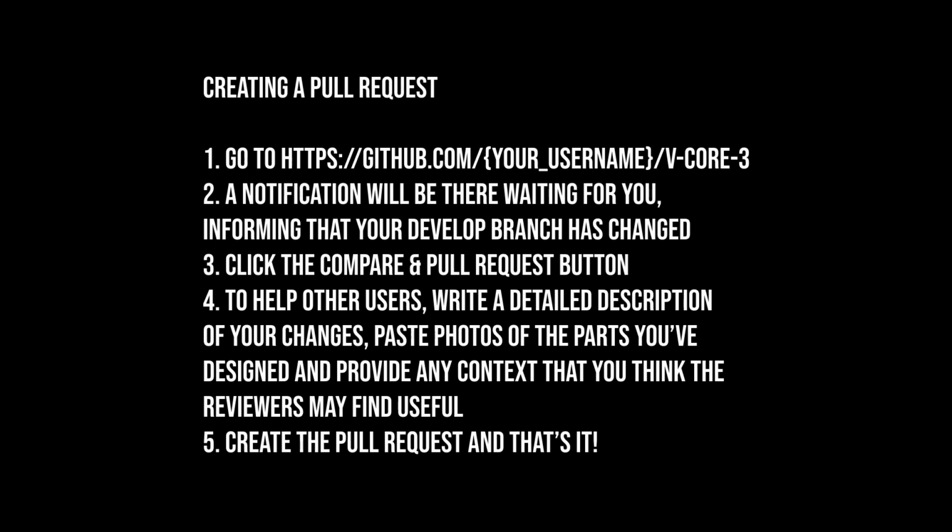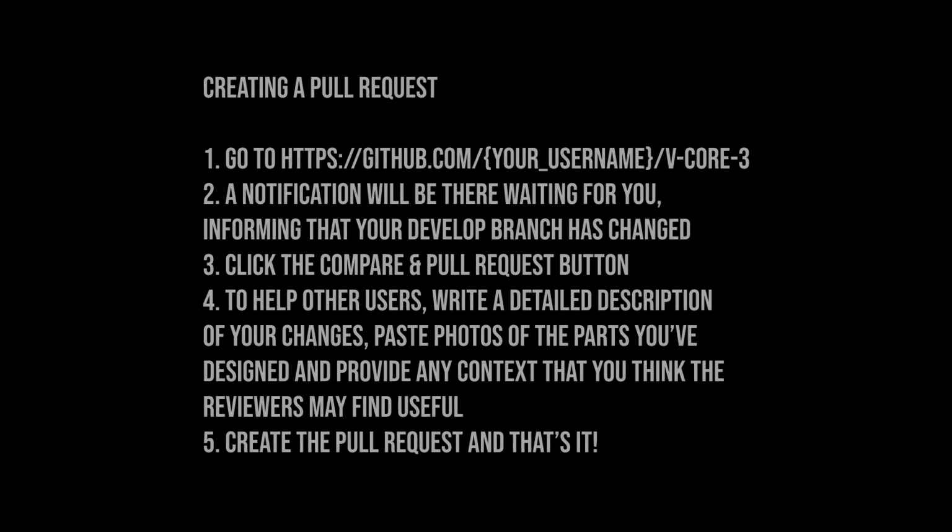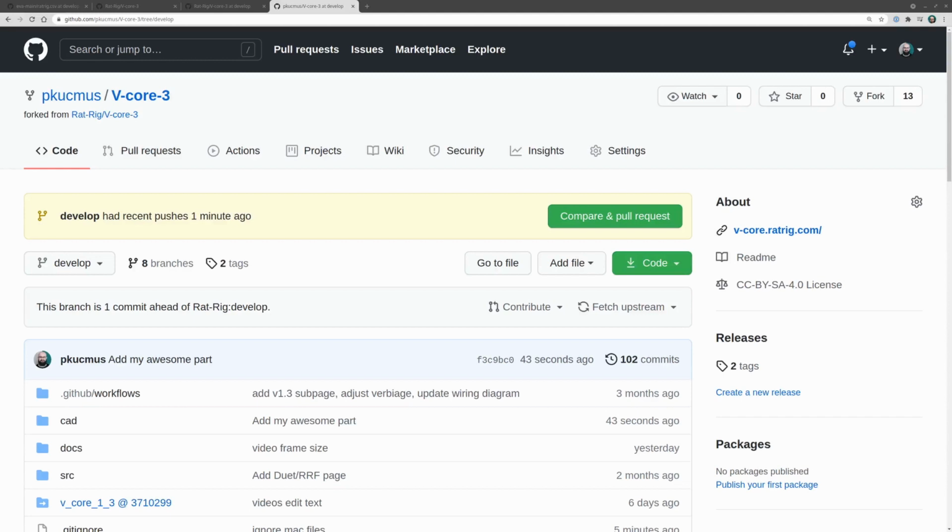Now that your changes are public and on your fork, you may want to ask for them to be pulled into the RatRig repository. You can do that with a pull request. Go to github.com/your username/vCore3. A notification will be there waiting for you, informing that your develop branch has changed.